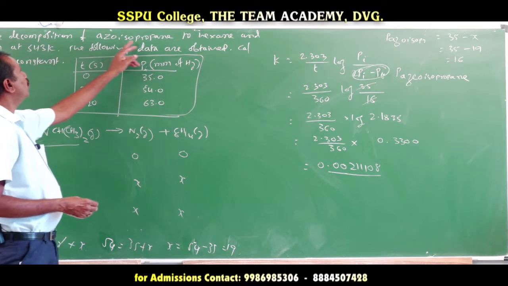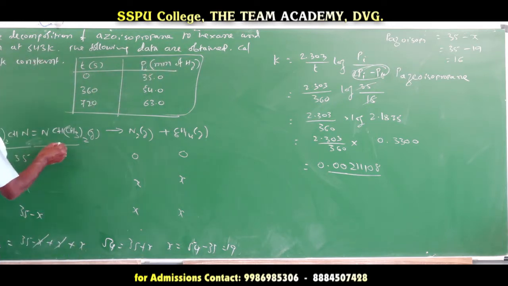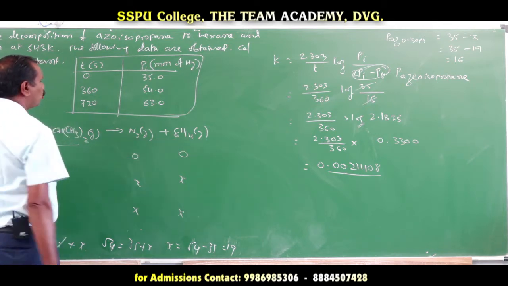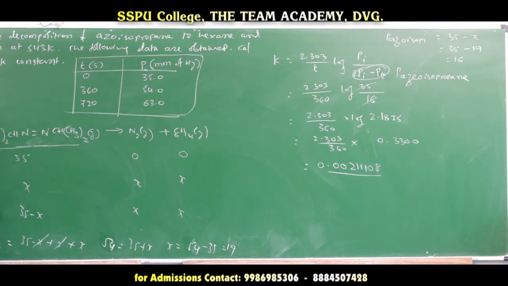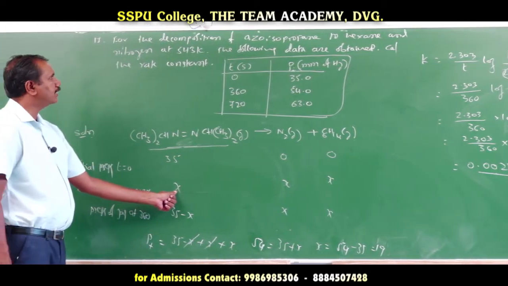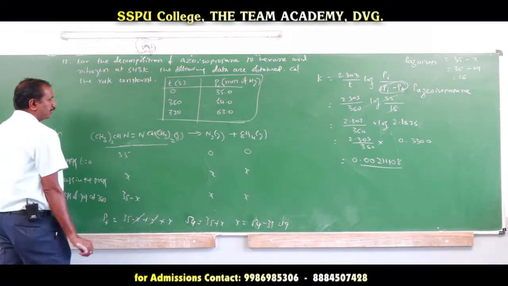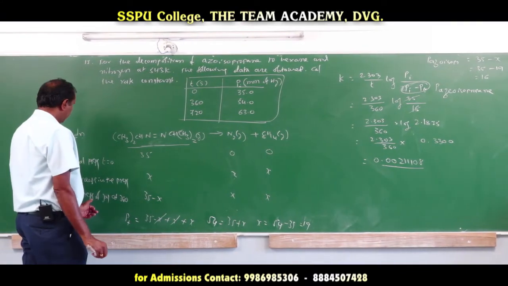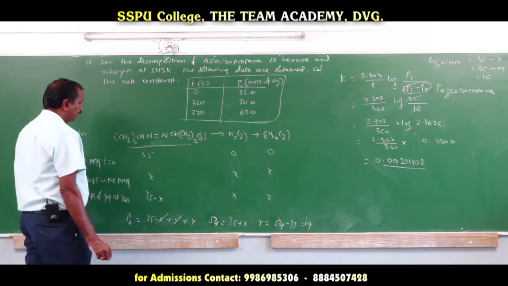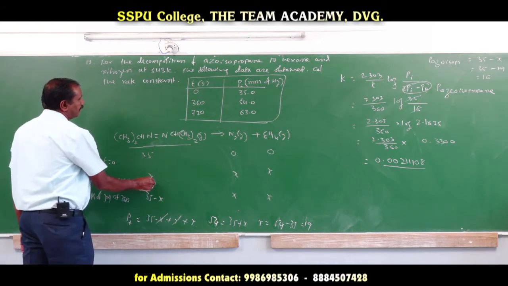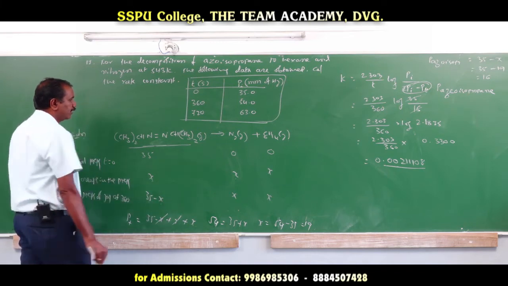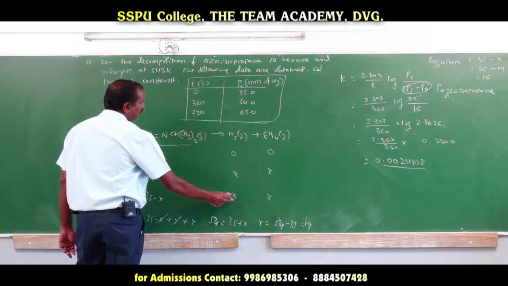For the decomposition of azoisopropane to hexane and nitrogen, azoisopropane becomes nitrogen and hexane. When time is 0, the partial pressure of azoisopropane is given as 35. By that time the products should be 0, 0. The decrease in the pressure, if you consider it is X, then the products should each be X. Then the pressure of gas at 360 seconds: it was 35, X can be decreased, then it becomes 35 minus X.